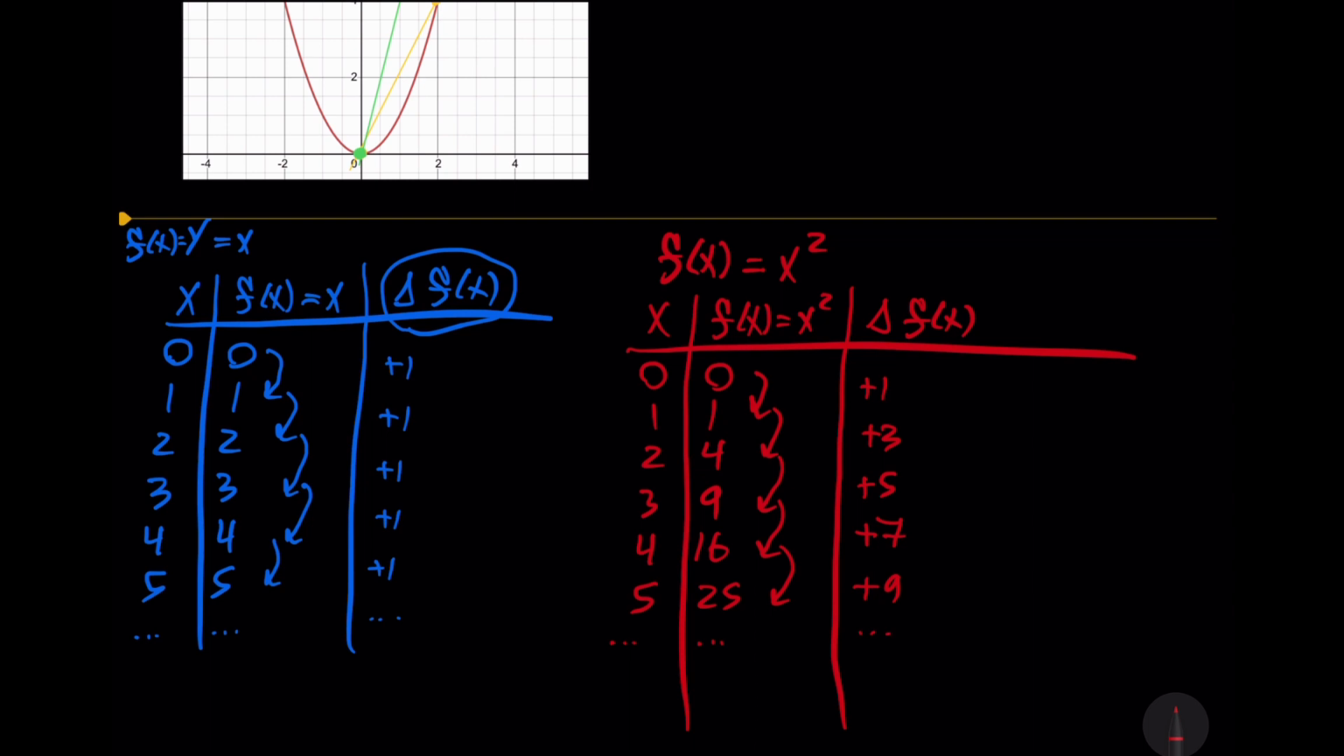Now here we have something different. The rate of change is not constant. We don't have one number. We don't just have all 1s or all 2s or all 3s. We have a 1, 3, 5, 7, 9, and so forth. So the rate of change is increasing.